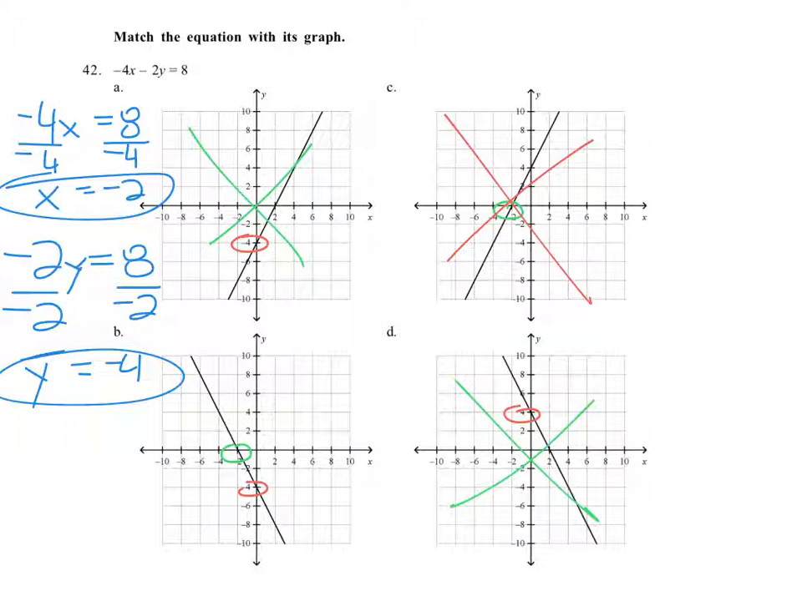That means that the only one that's got the proper intercepts, x equals negative 2, right there, and y equals negative 4, right there. That's the only one that's got the proper intercepts. And so the answer is B, right here.